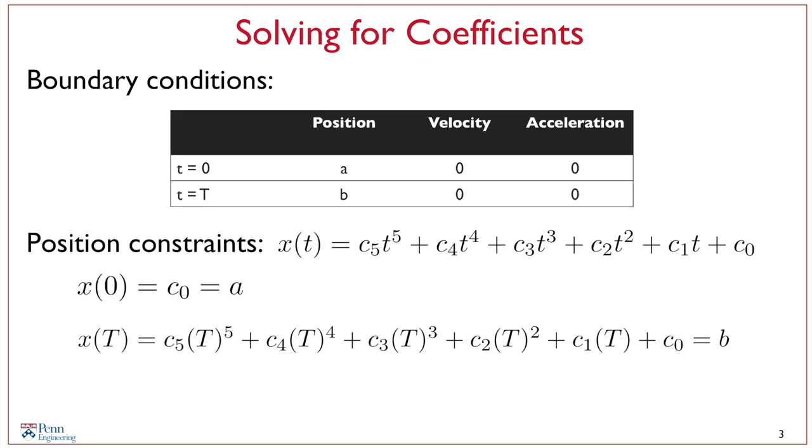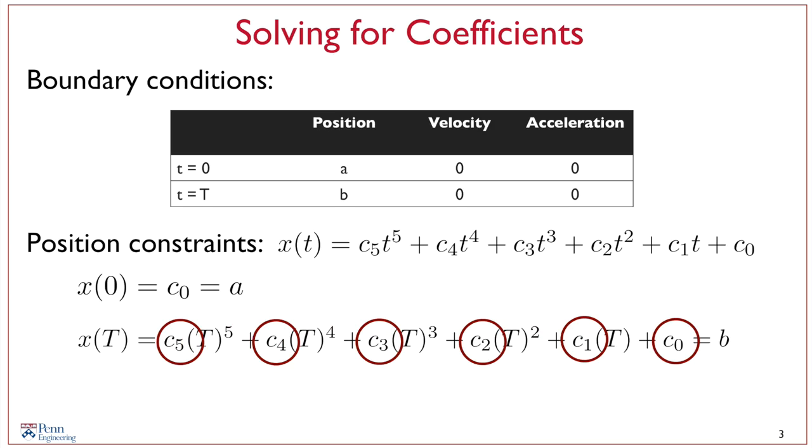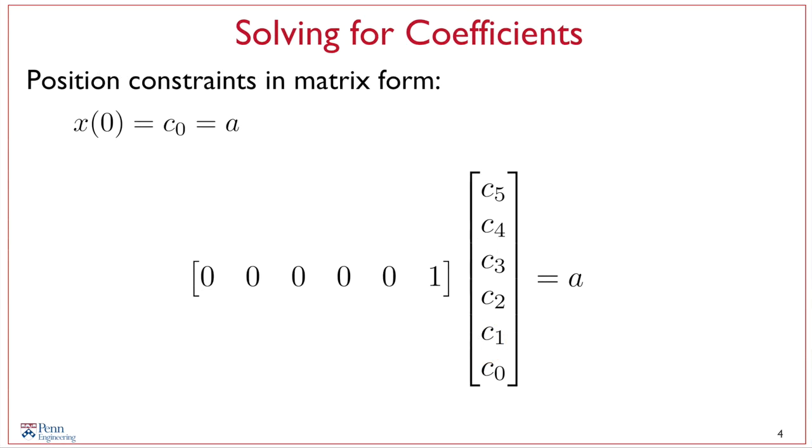Note that in this expression, the constant big T is exponentiated to various powers. However, because big T is known, we can evaluate these exponentials explicitly and they become constants. The unknown coefficients are not exponentiated. Therefore, this expression is linear in terms of the coefficients. We can rewrite the position constraint at t equals 0 in matrix form. Here, we see that we are multiplying a 1 by 6 matrix with a 6 by 1 matrix, which will result in a 1 by 1 matrix, or simply a constant.